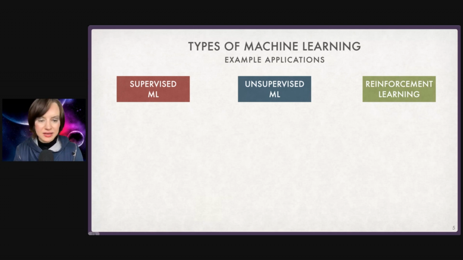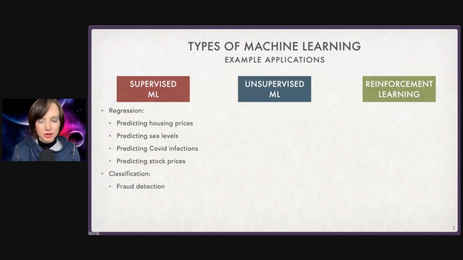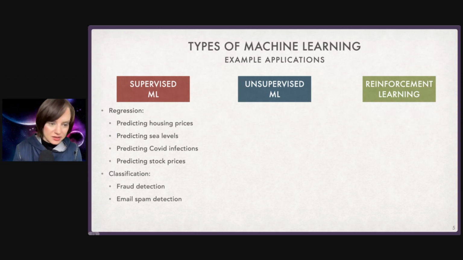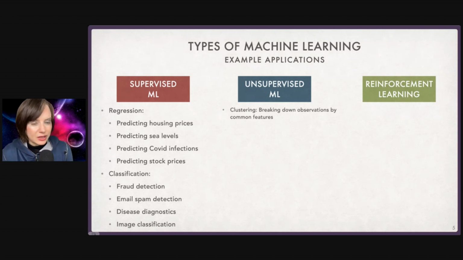So a few example applications of each kind. For doing regression, we might be predicting housing prices, sea levels, COVID infections, or we could do classification if we're predicting a category. So is this transaction fraudulent or not? Is this a spam email or not? Unsupervised machine learning, two big types generally. One is clustering.